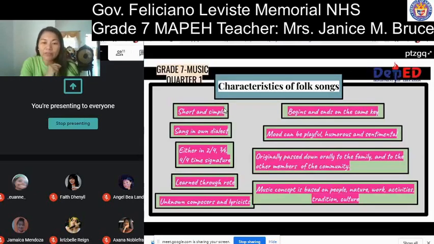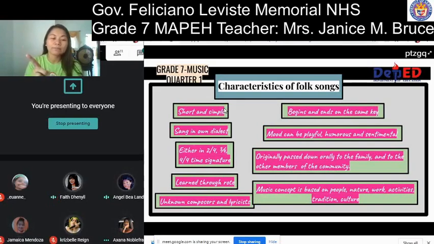All right, so what are those characteristics of the folk songs? Students, I'll be calling one by one. If you want to answer, you are going to expand or elaborate on what it means. You just have to simplify or give examples. Okay? All right. So number one would be Bea.